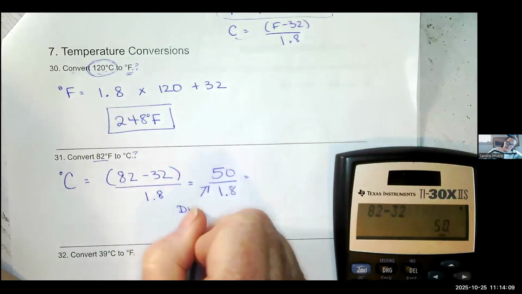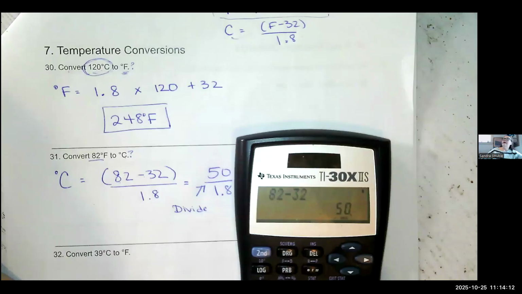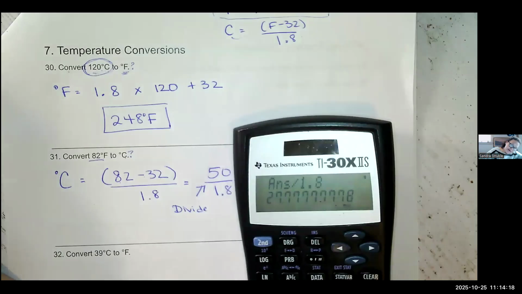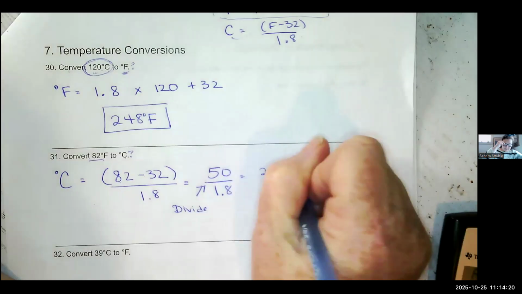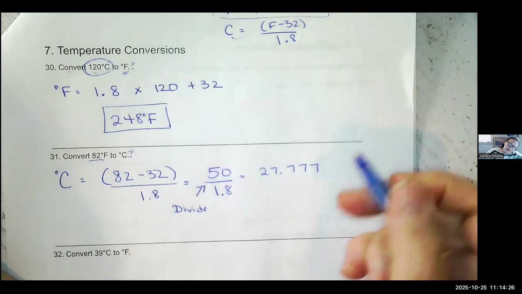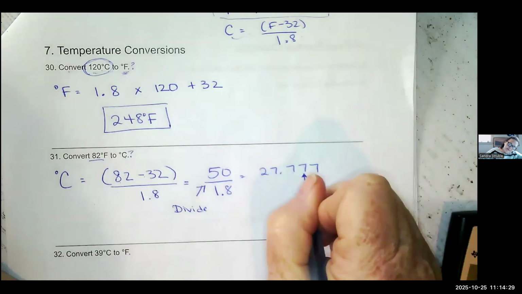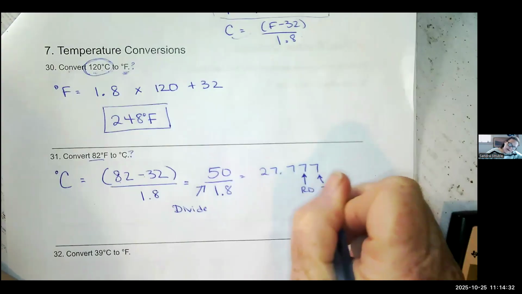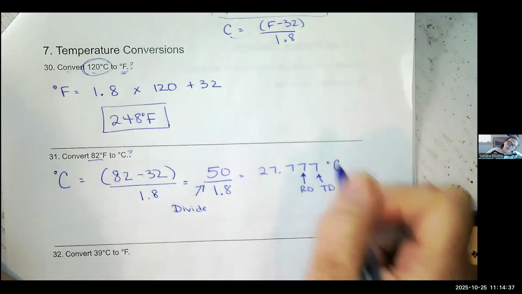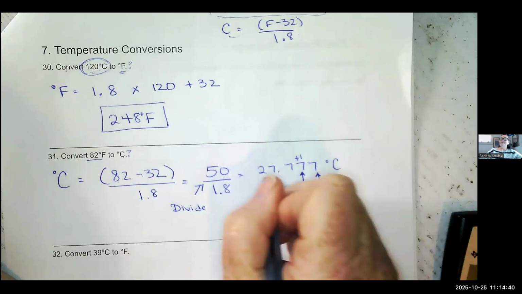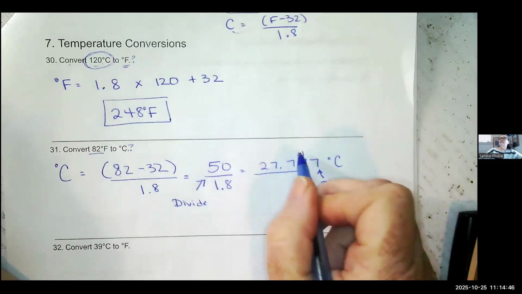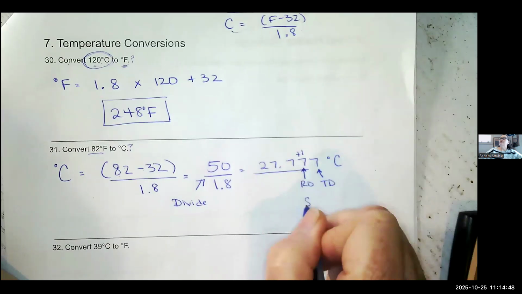So 50 divided by 1.8 is, we're going to have to round, 27.7777. I'm going to stop on the third one. We'll probably do no more than one or two of these. So I'm just going to go ahead and do it to the second one. There's my rounding digit. There's my test digit, and this is degrees Celsius. My test digit is 7, so I have to add 1 to my rounding digit. Remember, we don't use the words round up because that's not mathematical. Instead, we say add 1. So 7 plus 1 is 8. And so this is 27.78 degrees Celsius.